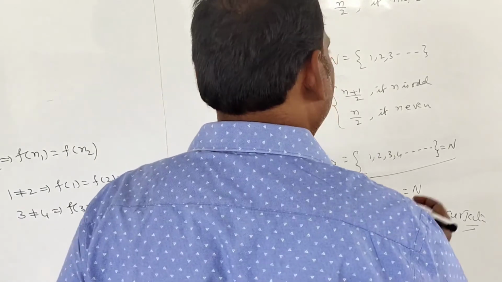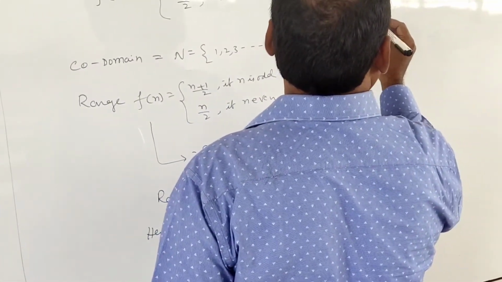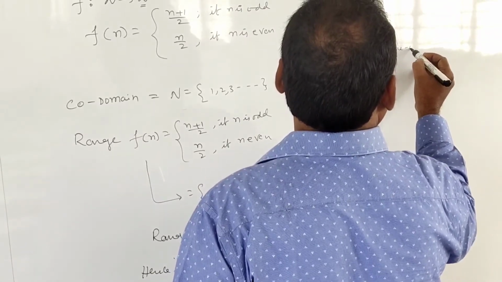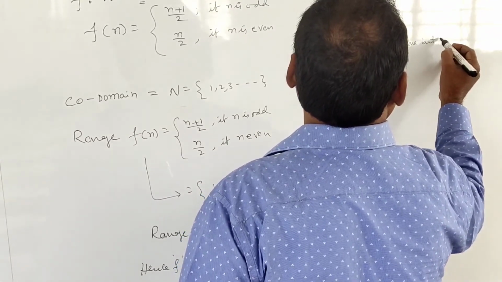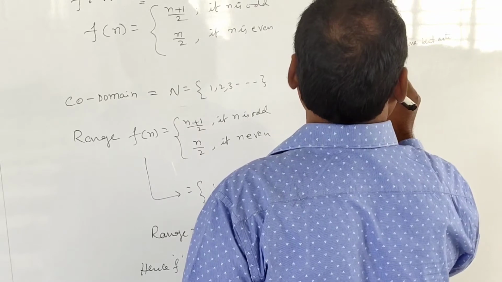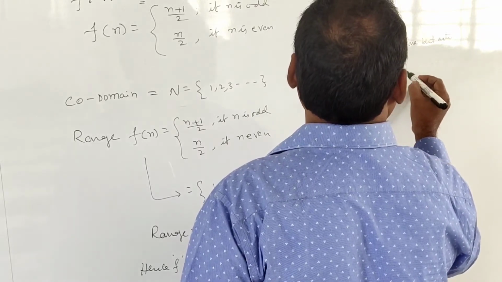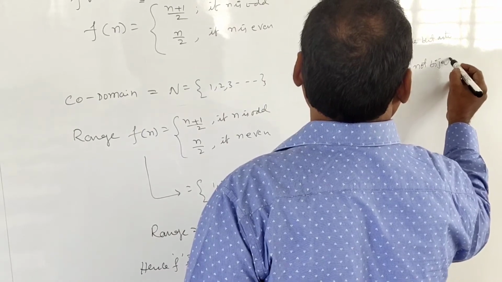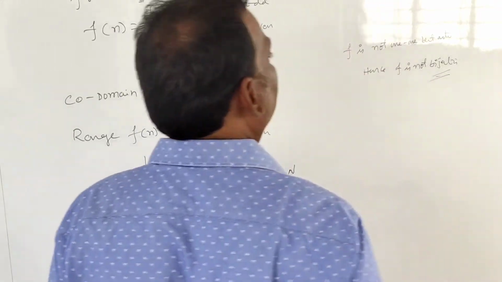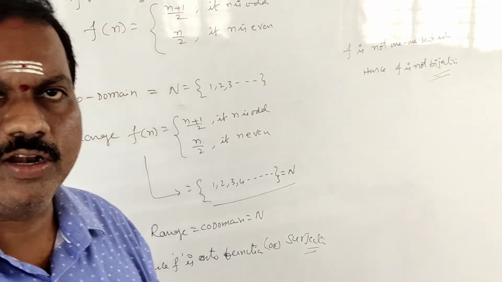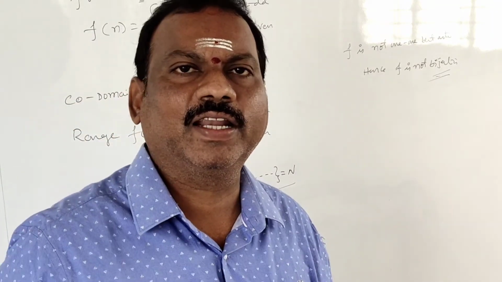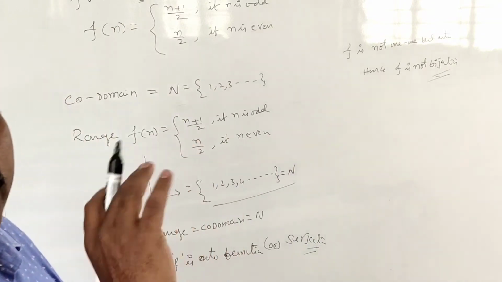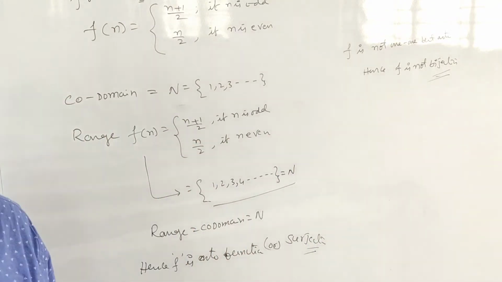You have to write finally, f is not one-one but onto. Hence f is not a bijection, because bijection means they have to satisfy one-one and onto. It is satisfying only onto but not one-one. That's why it is not a bijective function. Clear, students? This is an important problem, given 2-3 times in examination.